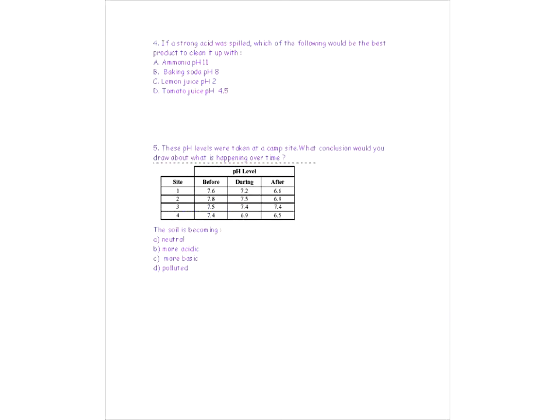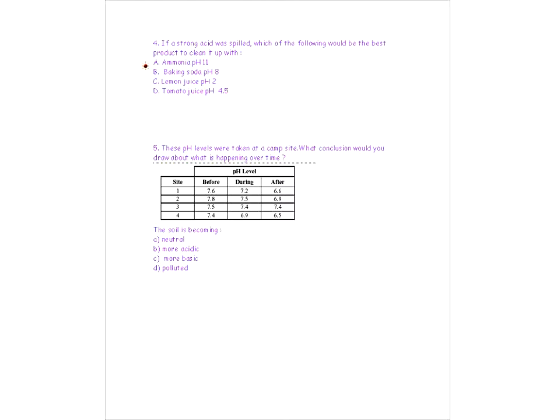Okay, good stuff. Now moving along, question 4 says, if a strong acid was spilled, which of the following would be the best product to clean it up? Well, what kind of pH does a strong acid have? Of course we know acids are below 7, and the lower you go, the stronger the acid is. So if you want to clean up a strong acid, you need a strong base. Instead of a really low pH, you're going to have a really high pH. So we're going to choose the one with the highest pH here. That's going to be ammonia, pH 11.